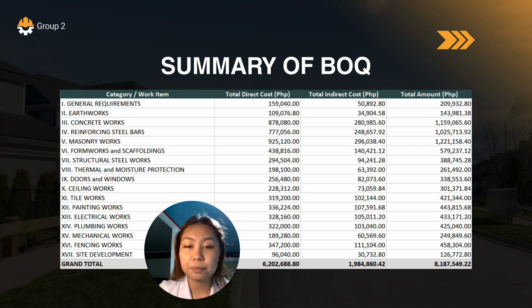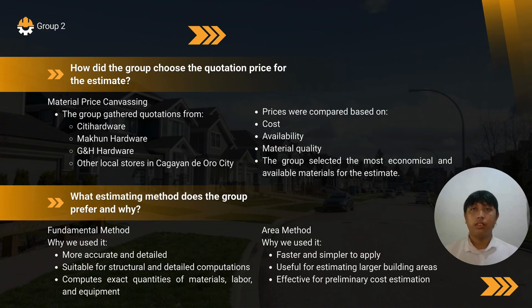And finally, our strategy. This estimate isn't just a guess, it is directly linked to the manpower schedule we discussed. By aligning our labor count with these budget line items, we ensure that the project is both financially feasible and operationally realistic. The prices used were based on cost, availability, and overall material quality. We selected the materials that were the most economical and readily available for the estimate.